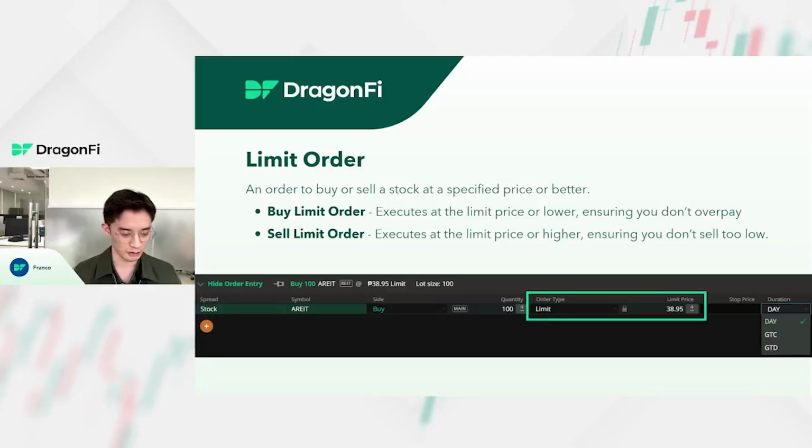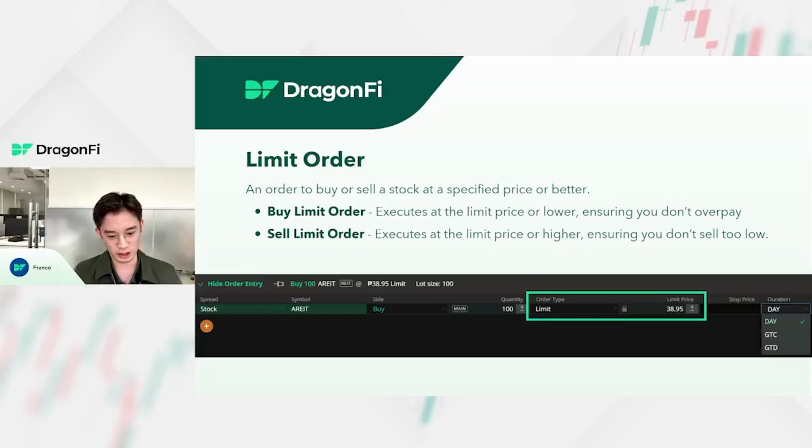So example here, if you look at the image there, if the stock, for example, is trading at 39.5 and you place a buy limit order at 38.95, your order will only execute if the stock price drops to that certain level or lower. And similarly, if you want to take profit on your position, you can put a sell limit order at 42, meaning that it will only execute once the price rises to 42 or higher. So this stock I'm using is AREIT.